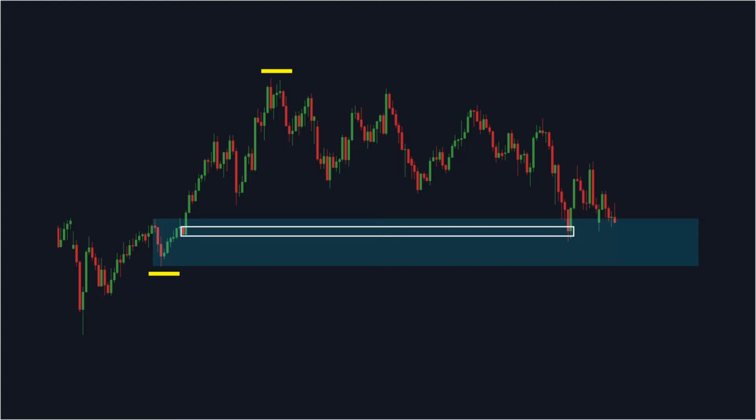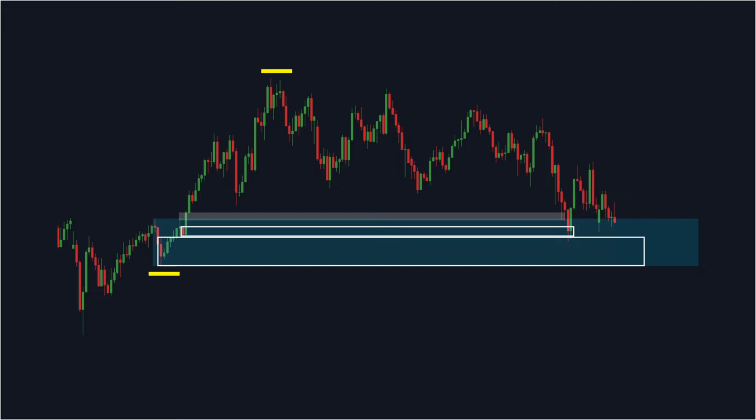As you can see, we do have some inefficiency just above it. What we can also see down here is that we have another order block, which is really the origin of the move that drove price to break market structure. You could draw an order block here, but we could also refine it down to this candle.